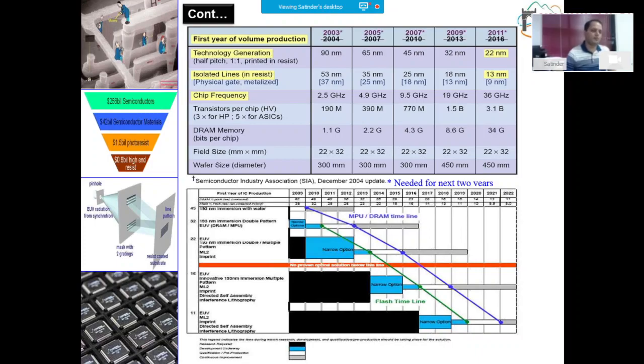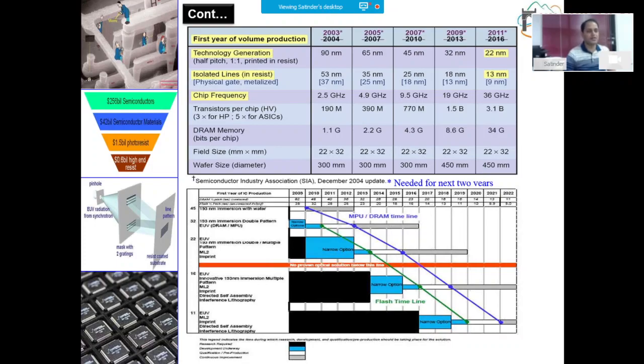Then we are doing some manipulation or modification in our 193 immersion technology, and that is proving its potential to go down to 128 nanometer, and it has also been demonstrated successfully at 28 nanometer till now. So you can see the wavelength.